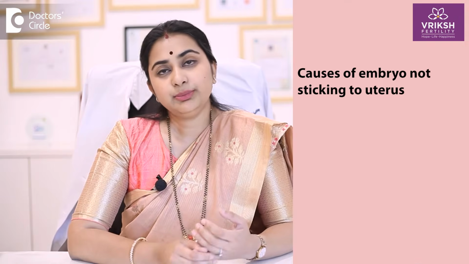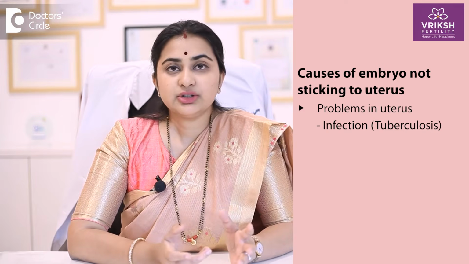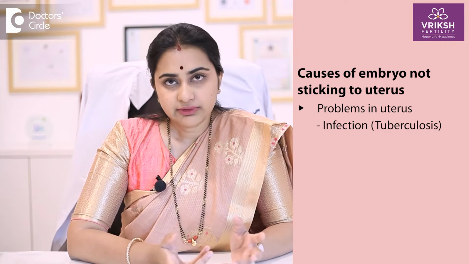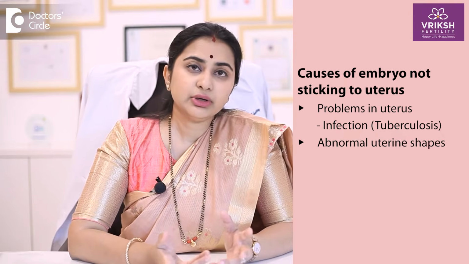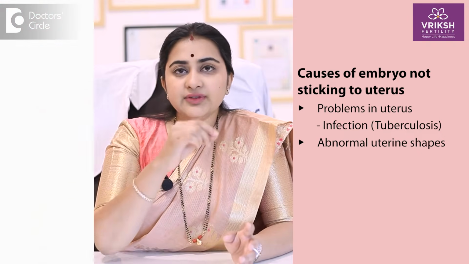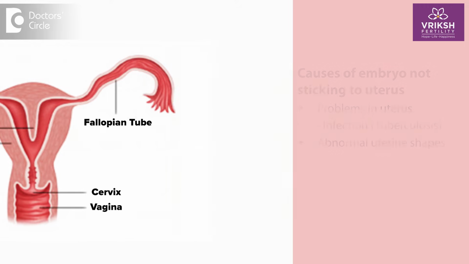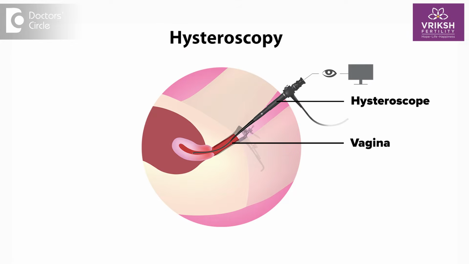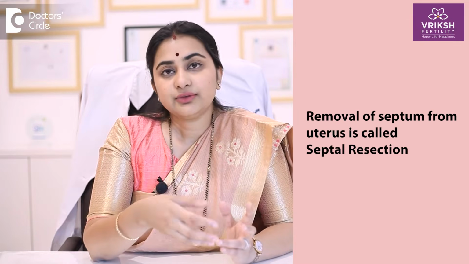Number one could be a problem in your uterus itself, like if there is any kind of infection in your uterus, be it tuberculosis or any other infections. We have to rule out that. Number two, in the uterus itself could be abnormal uterine shapes, like how we have a septum in between our nose. The same way we have certain septum in the uterus also for certain people, which we call as uterine septum. If in case something like that is there, we may have to go through the vagina inside your uterus through a procedure called hysteroscopy and remove that septum. That is called septal resection. So that we have to check.